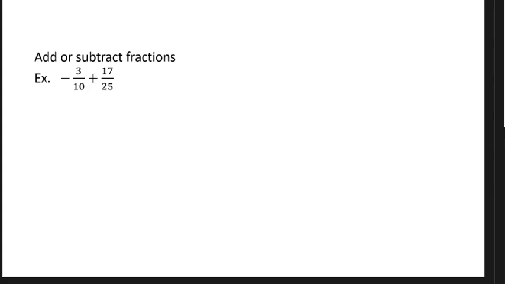Now we're going to look at addition and subtraction of fractions. In this case, we actually have a negative fraction plus a positive fraction, but the rule doesn't change. So we still first have to look at the denominators, see if they match. And notice that 10 and 25, they don't match. So we have to turn them into something equal.